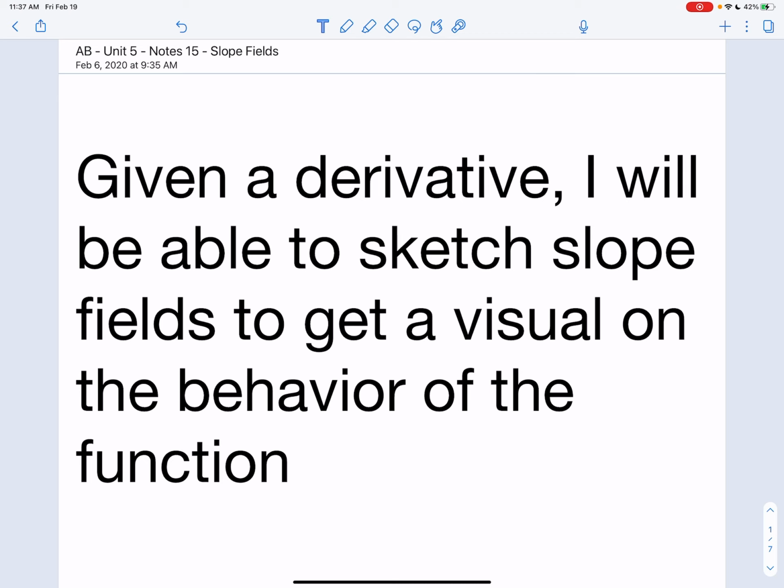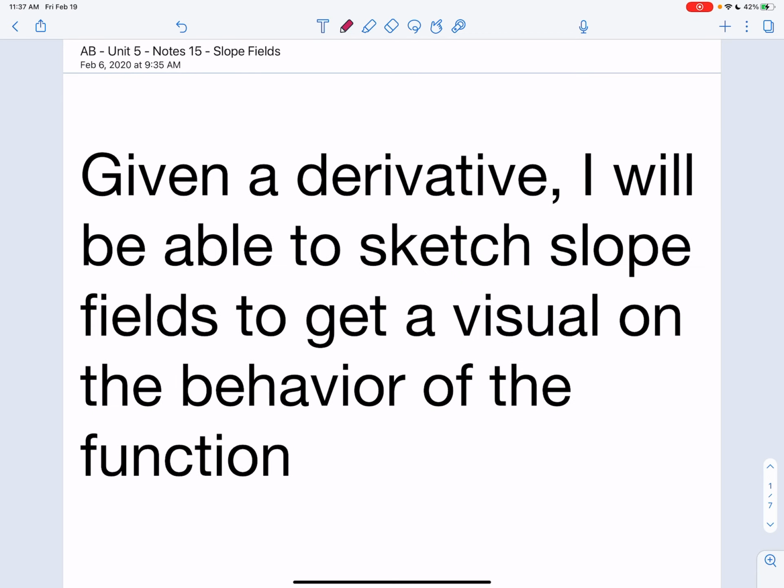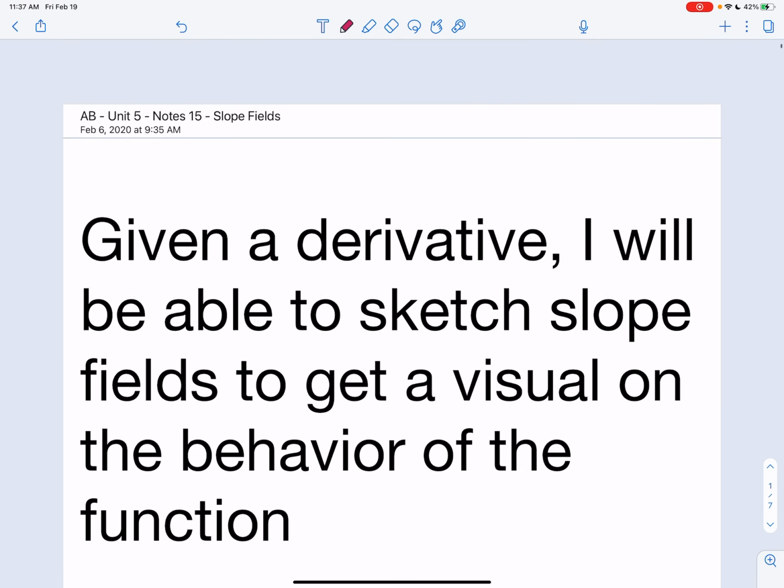Hey you guys, this is notes number 15, slope fields. Go ahead and write down this FLT here.